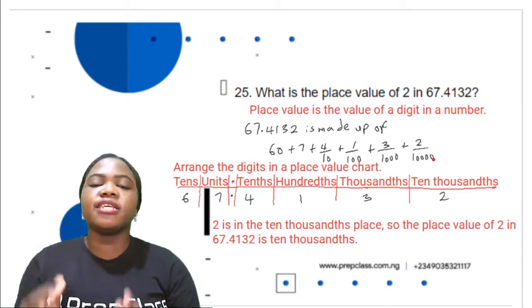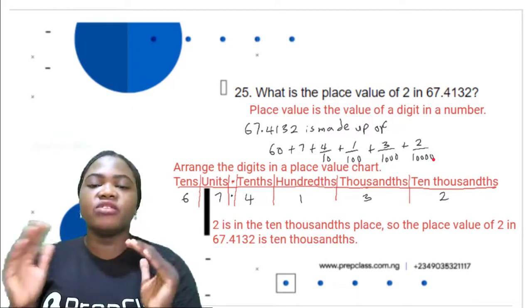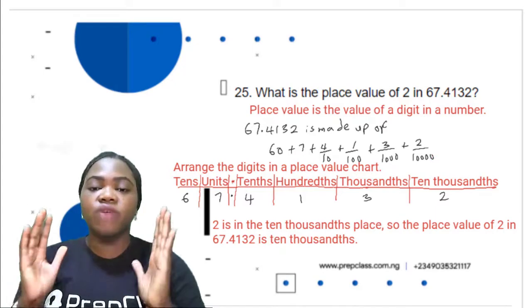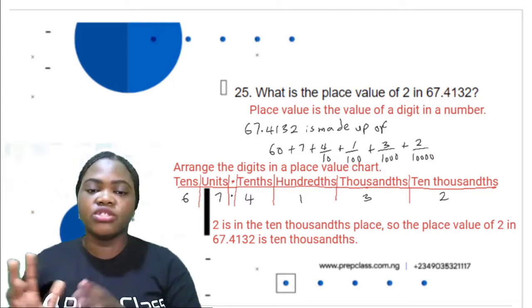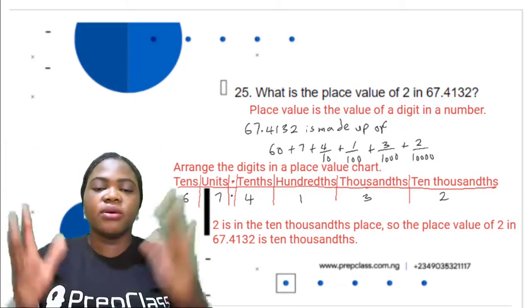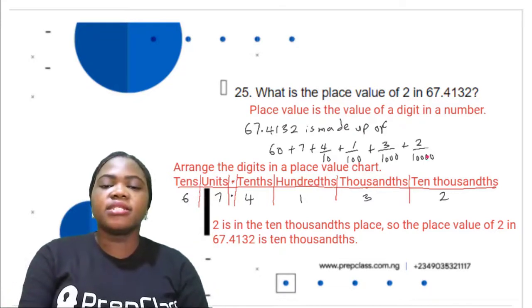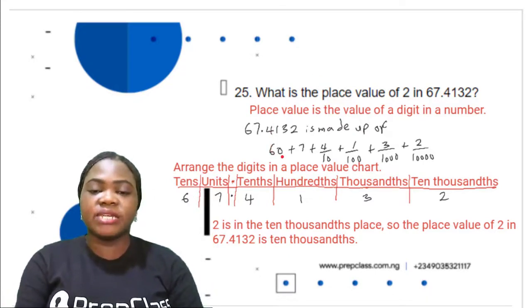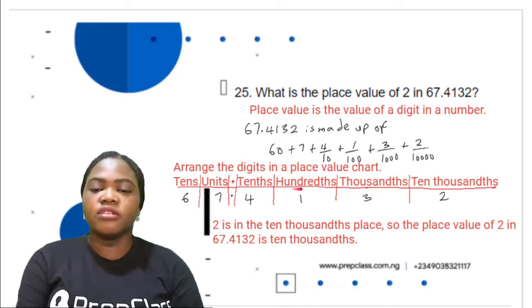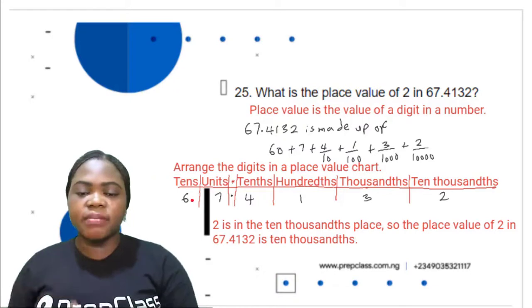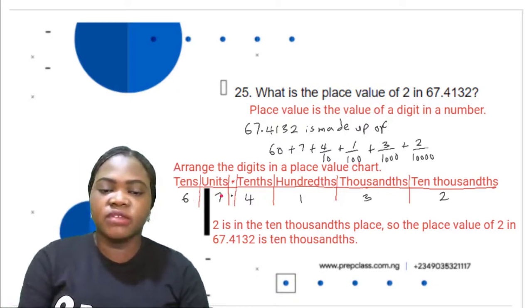So now the next thing is to arrange the digits in a place value chart. How do we do this? Since the first one is 60, which is tens, let's start from tens. Tens, units, the decimal point, tenths, hundredths, thousandths, ten-thousandths. Okay, so let's place the digits in the place value chart now.